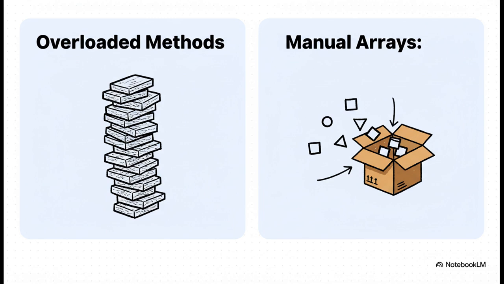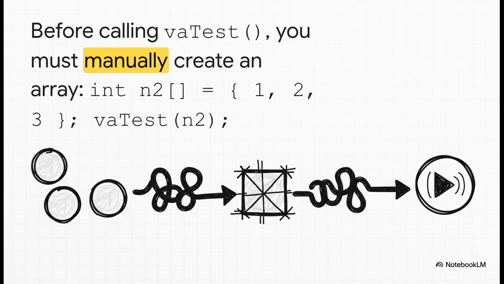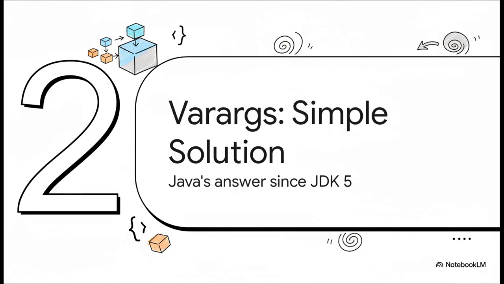The other way was to make the user do all the work. You'd force them to manually stuff all their arguments into an array before they could even call your method. And just look at the extra work involved here. It's kind of clunky, right? Before you can even get to the good stuff, calling your vararg test method, you first have to declare an array, then you have to load it up with your values, and only then can you pass that array in. Sure, it gets the job done, but it's just messy. So that was the deal for a long time.